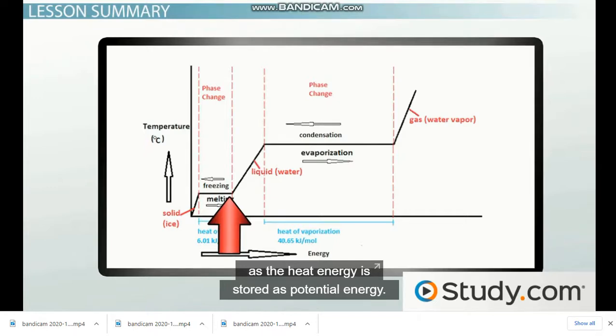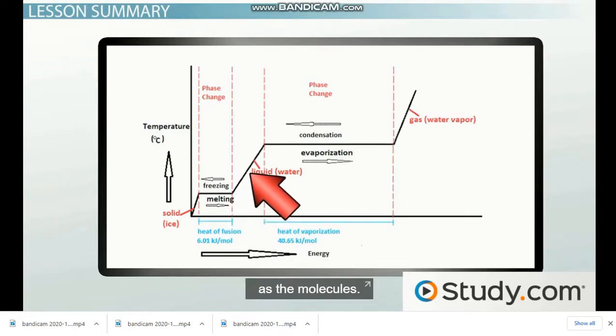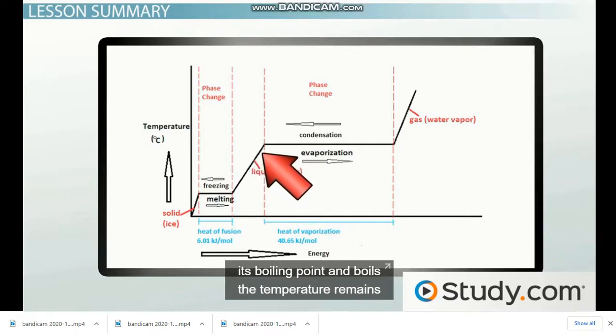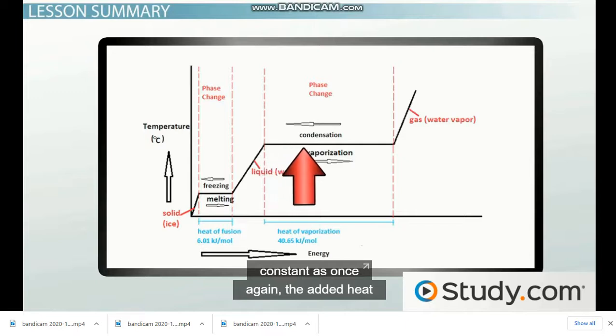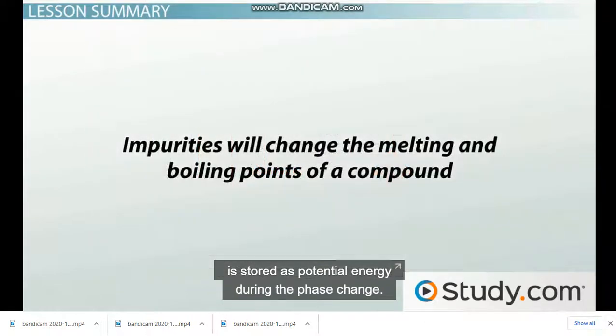Likewise, as heat is added to a liquid, its temperature increases as the molecules once again move faster. When the liquid reaches its boiling point and boils, the temperature remains constant, as once again the added heat is stored as potential energy during the phase change. Finally, impurities will change the melting point and the boiling point of the compounds.